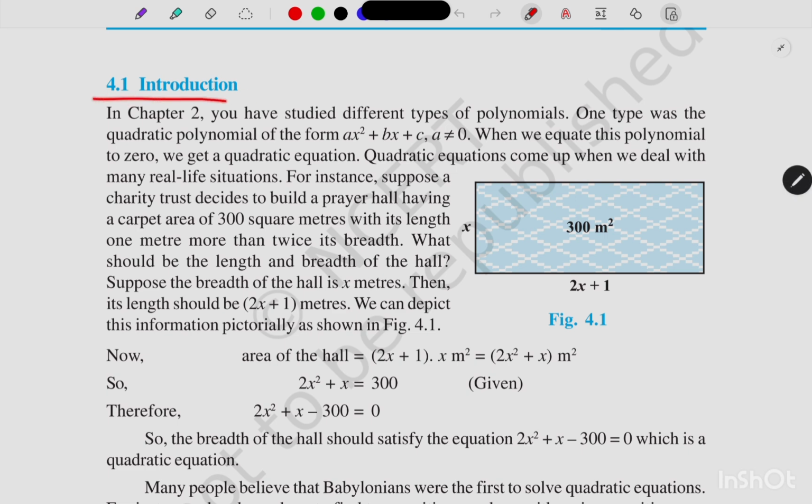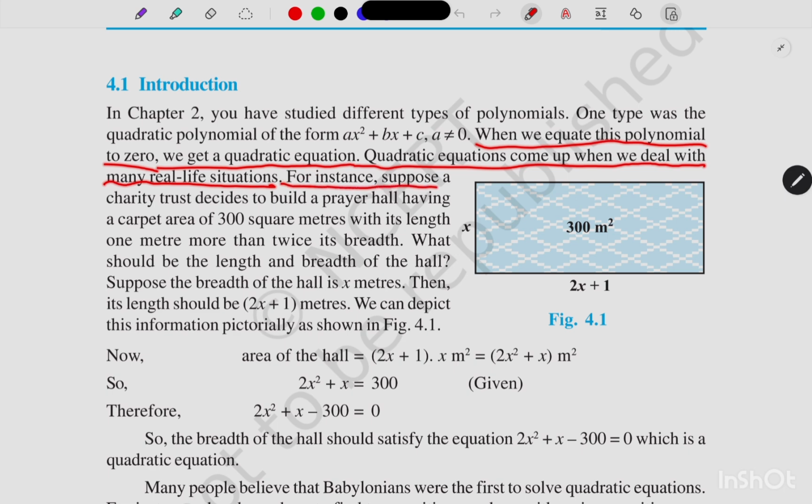4.1 Introduction. In chapter 2, you have studied different types of polynomials. One type was the quadratic polynomial of the form ax square plus bx plus c, where a is not equal to 0. Okay, this point is important. A is not equal to 0, and here's the general form. When we equate this polynomial to 0, we get a quadratic equation. So a quadratic equation comes up when we deal with many real life situations.